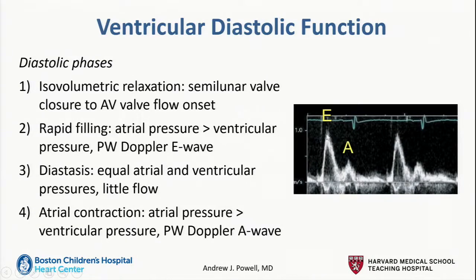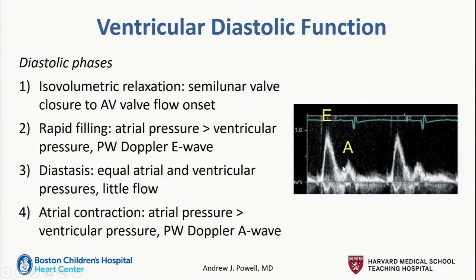Then as blood comes into the ventricle and starts coming in, that increases the left ventricular pressure and decreases the left atrial pressure. So you get some pressure equilibration, flow slows down, and you have this moment of diastasis where you have equal atrial and ventricular pressures and little flow.